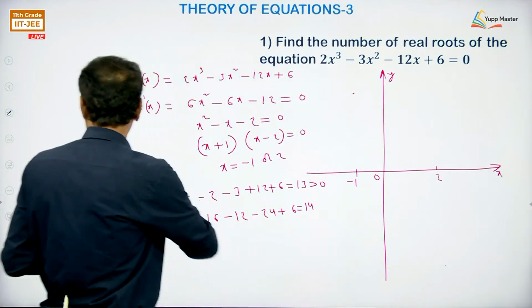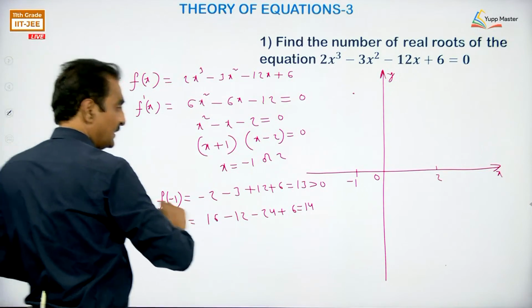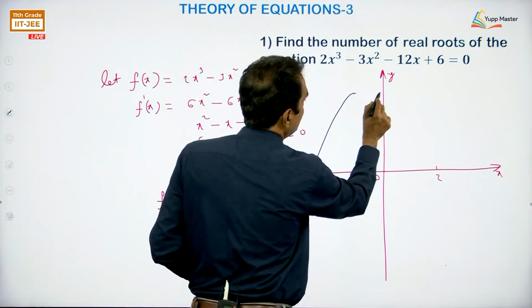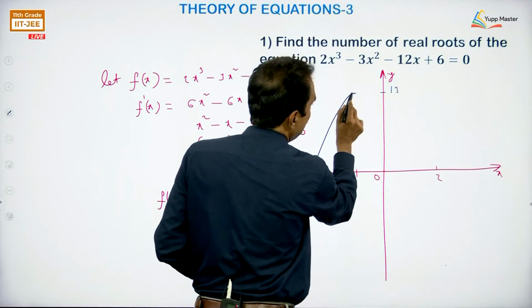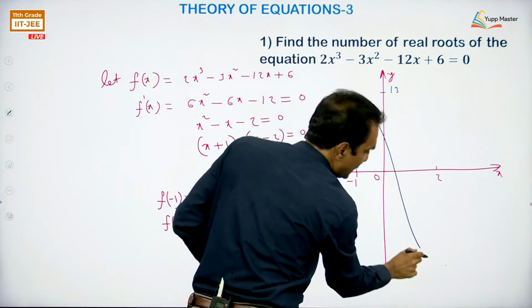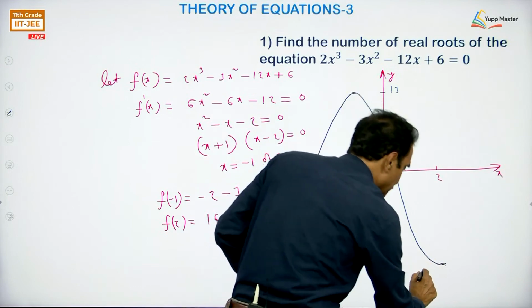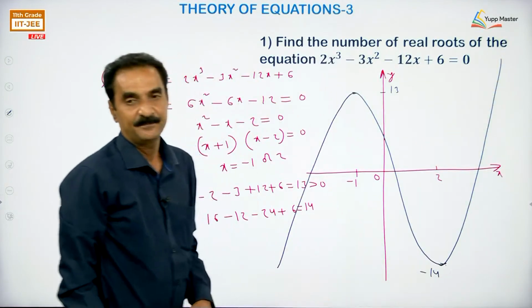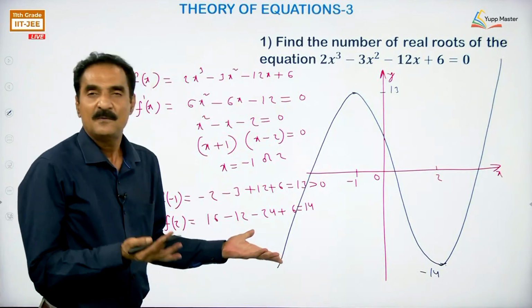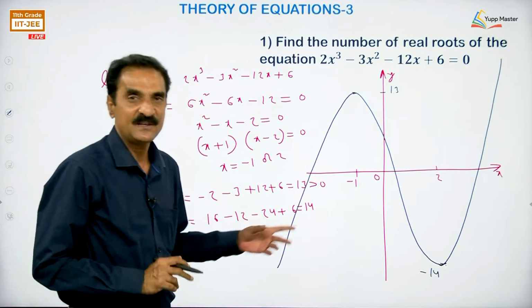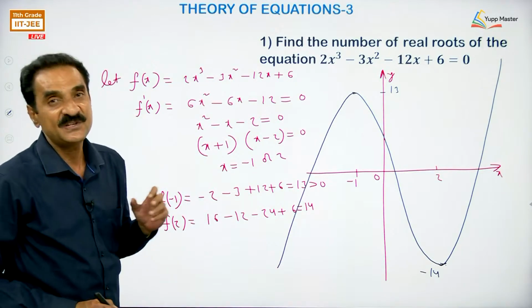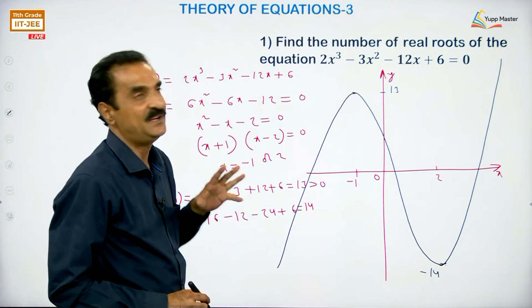So, what will be the shape of the graph? From minus infinity it increases, reaches a maximum value of 13, then decreases and reaches a minimum value of minus 14, then again increases till infinity. So, what is the number of points of intersection with the x axis? Clearly 3. So, the number of distinct real roots of this equation is 3.